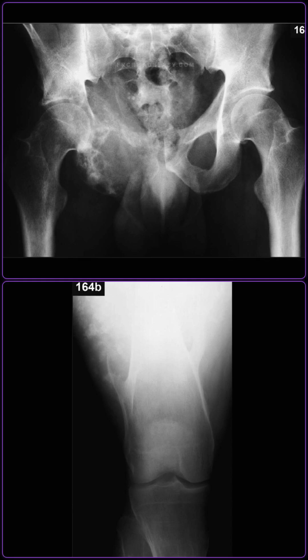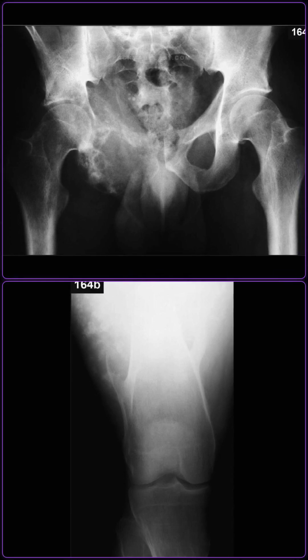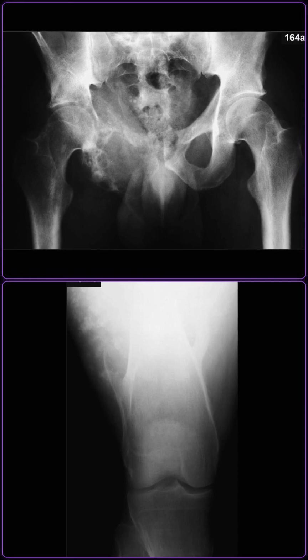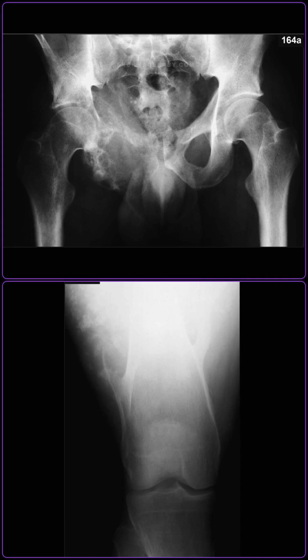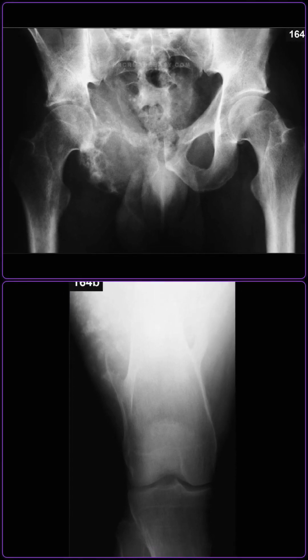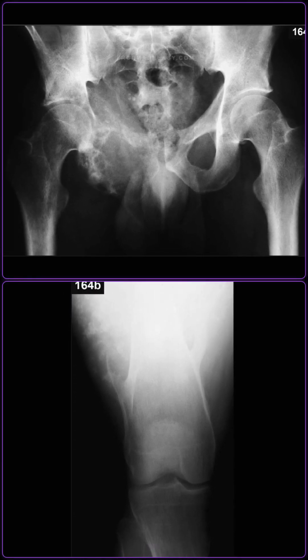I would immediately communicate these findings of an aggressive primary bone tumor to the referring team and refer the patient to a specialized bone sarcoma center for staging and biopsy, emphasizing that biopsy must be performed by a specialist to prevent tumor tract seeding.